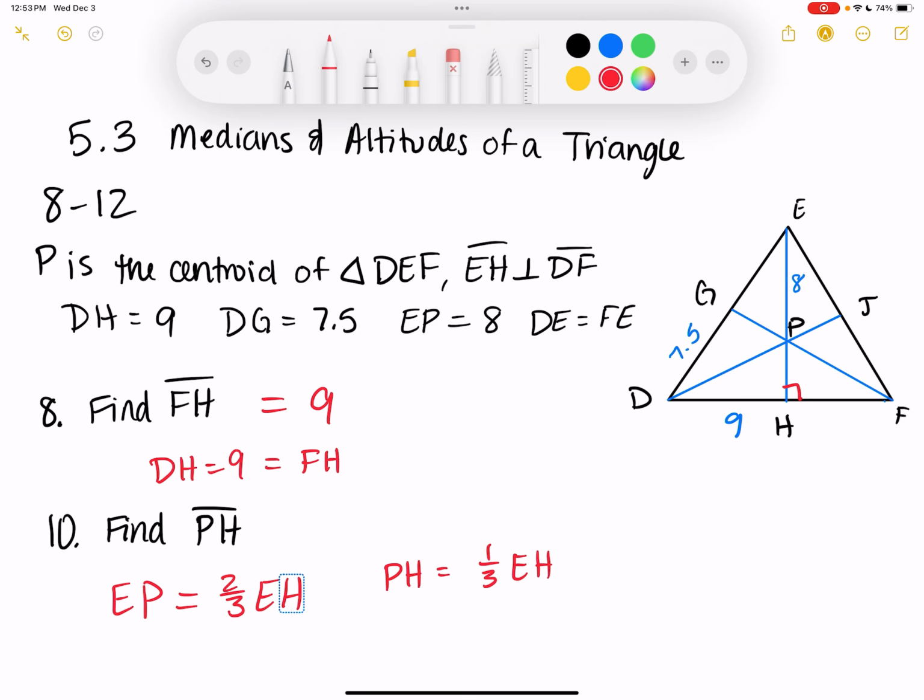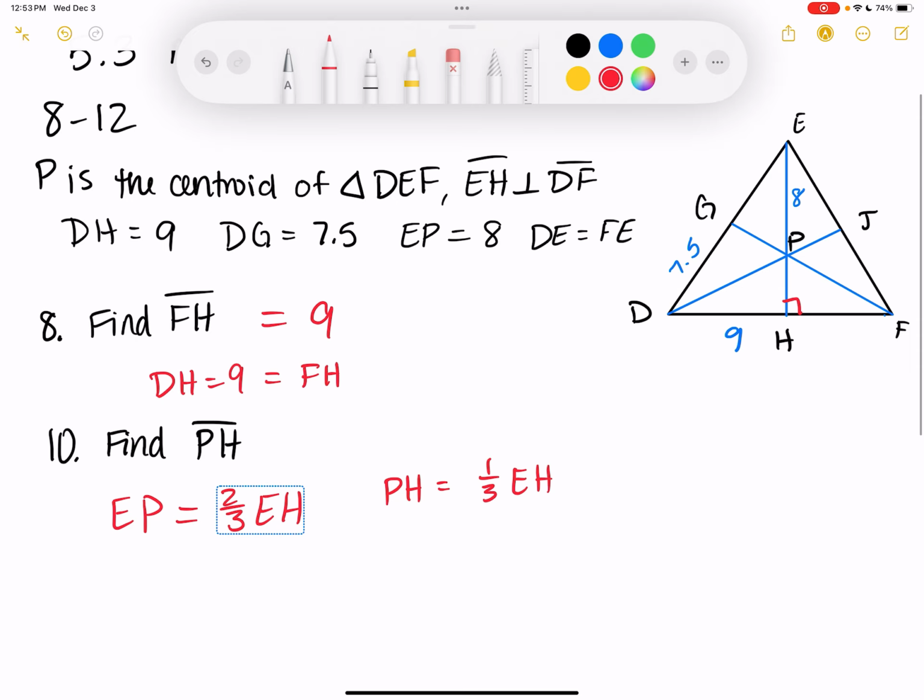So I know that EP is 8. So I'm going to put that in here. So I have 8 is equal to 2/3 of EH. Now, I don't know what EH is, so that means I'm going to have to solve for EH and then use that to find PH. Okay, now, some of you may quickly see what this is without having to do a whole lot of math, and that's fine as long as you get it right. But if you need to use the formula, then use the formula.